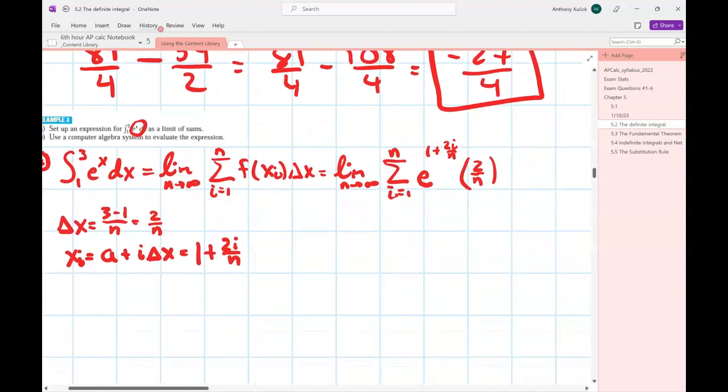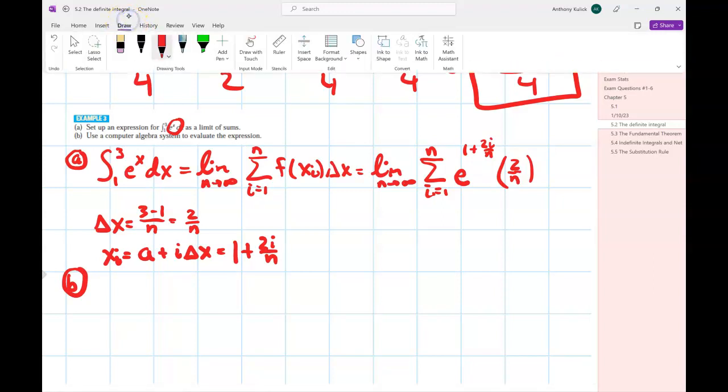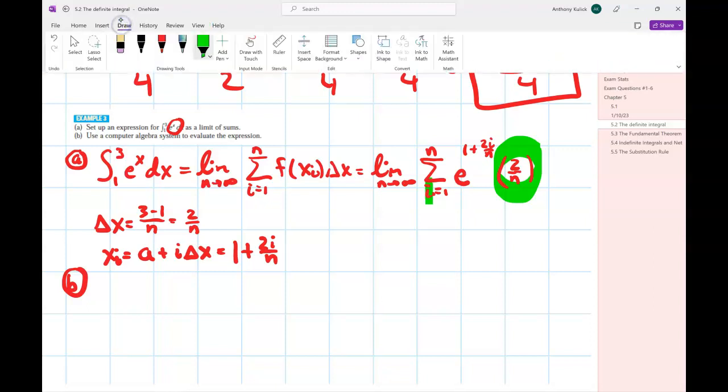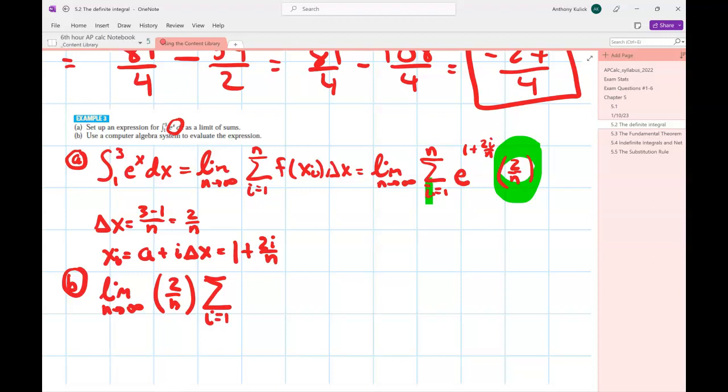Now, part B asks us then to evaluate that expression. So first thing I'm going to do is observe that this doesn't depend on i at all. So it's independent of the sum. So I can pull that piece out front of the sum, but it still depends on n. So it needs to still stay inside the limit.